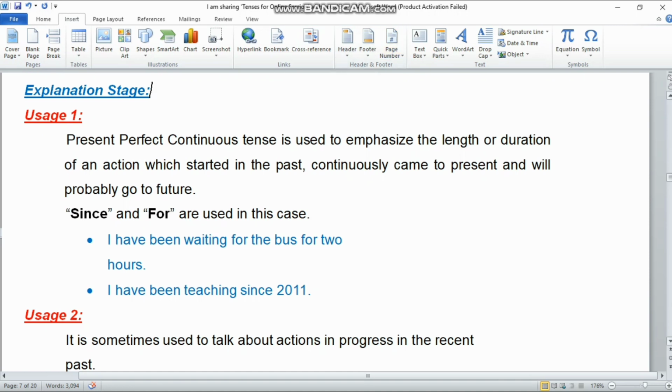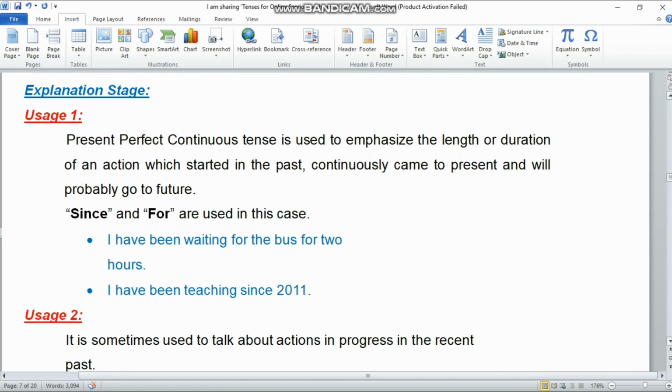Now we are going to talk about the explanation stage of present perfect continuous tense, where we are going to discuss a few usages of this particular tense so that we can practice it in our language. So let's get started with the first usage: present perfect continuous tense is used to emphasize the length or duration of an action which started in the past, continuously came to the present, and will probably go to the future. In this case, we use two words, since and for.